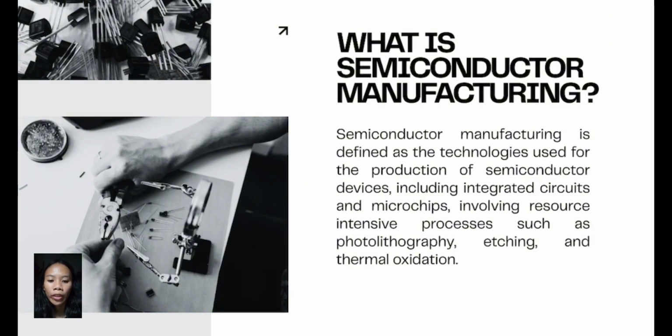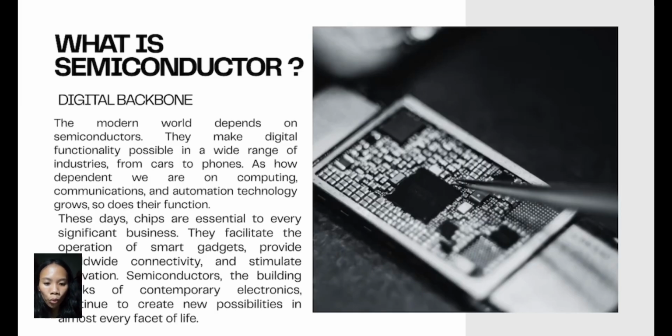Semiconductor manufacturing is defined as the technologies used for the production of semiconductor devices, including integrated circuits and microchips, involving resource-intensive processes such as photolithography, etching, and thermal oxidation. And now let's define also what is semiconductor.